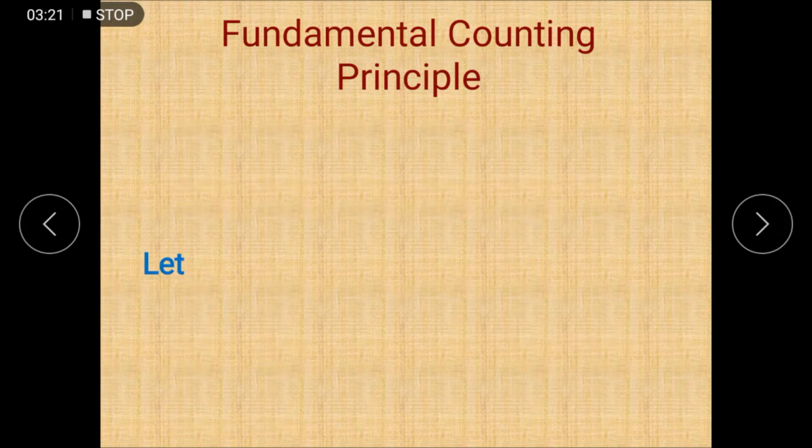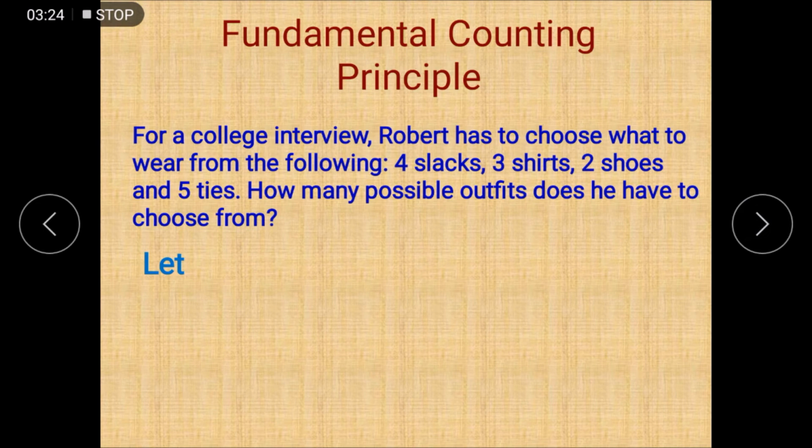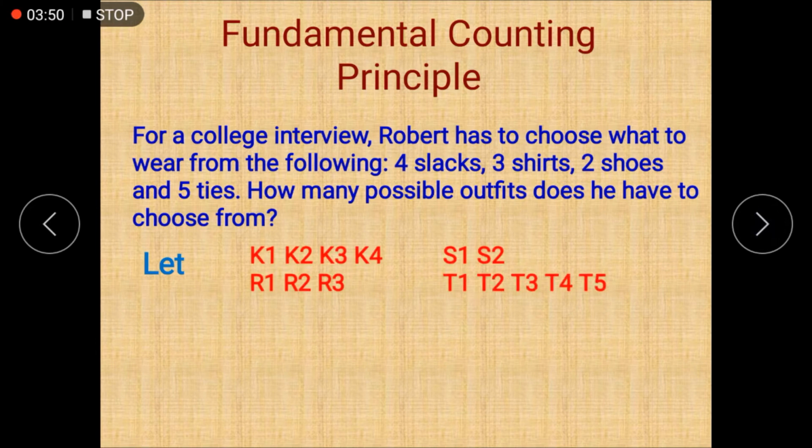Now let us see another example. For the college interview, Robert has to choose what to wear. He wears slacks, which are pants, and shirts. There are 3 types of shirts for him to choose, 4 types of slacks, 2 types of shoes, and 5 types of ties. How many possible outfits are there? Let's say K1, K2, K3, K4 for the slacks. I use symbols to represent them. Then R1, R2, R3 are the shirts, S1, S2 are the shoes, and T1 until T5 are the ties.